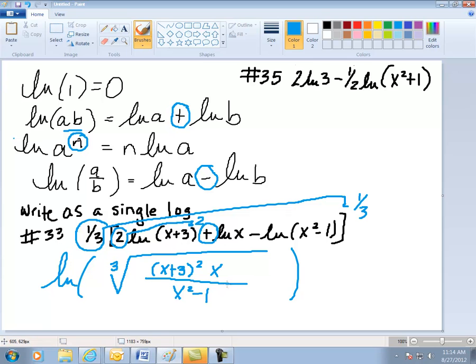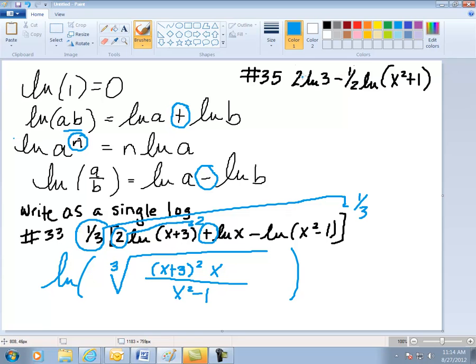Okay, and for this particular problem, it's as simple as that. That's your answer, the natural log of the cube root. You might want to write this x times x plus 3 squared divided by x squared minus 1. Let's move on to number 35.